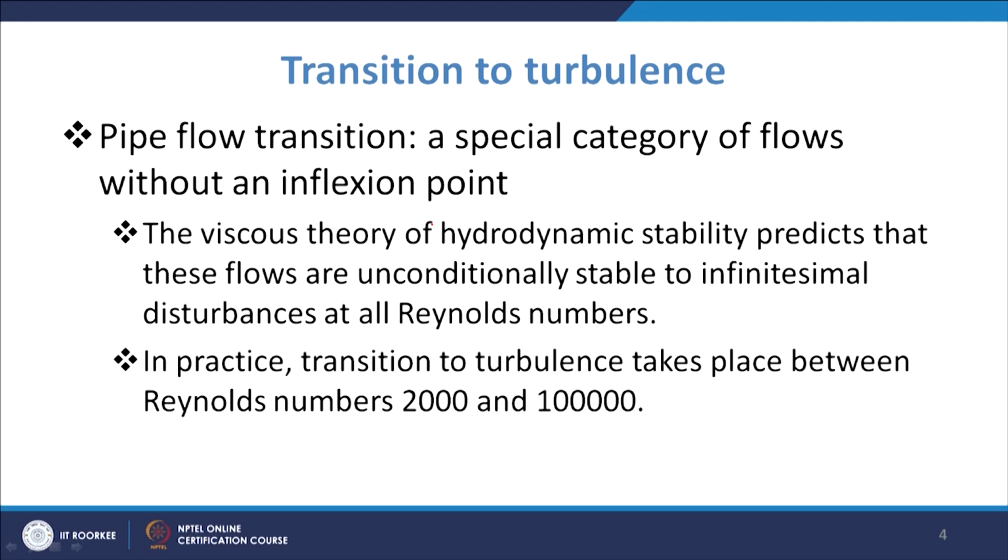Now, the viscous theory of hydrodynamic stability predicts that these flows are unconditionally stable to infinitesimal disturbances at all Reynolds numbers in the case of pipe flow. And in the case of pipe flow, the transition to turbulence takes place between Reynolds number 2000 and 1 lakh. So, basically this is what we might have studied about the transitions in the case of these pipe flows.